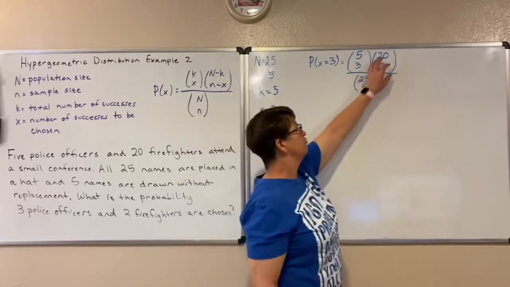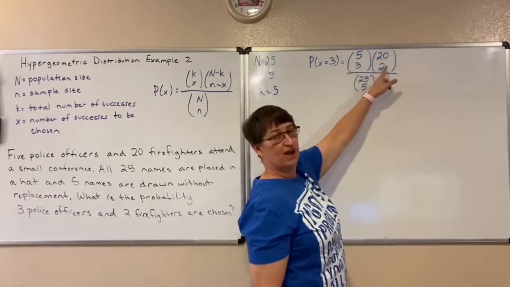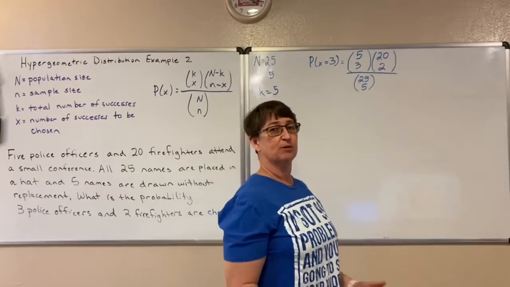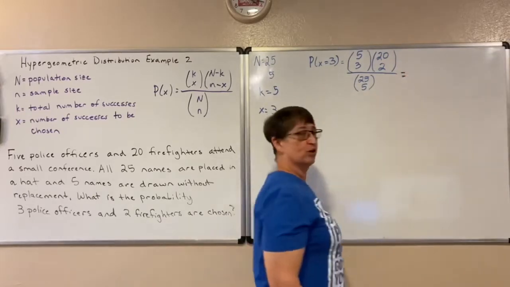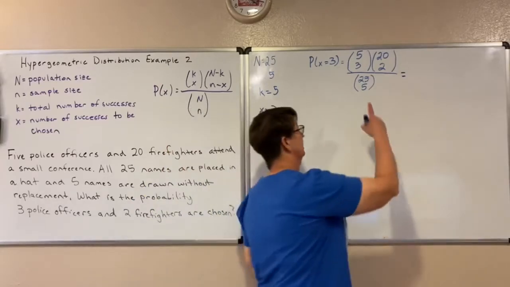Notice that we could have swapped these 2. We could have put the 20 choose 2 times the 5 choose 3 because multiplication is commutative. So that's what I mean by you could make your success either one. Now we're going to work these out. Hopefully you know that combination formula. You're going to need it.